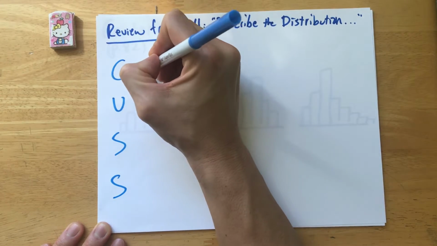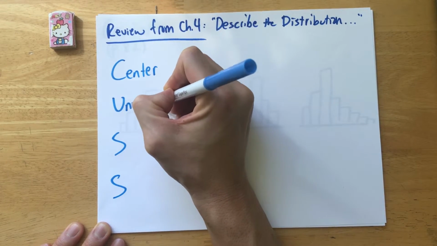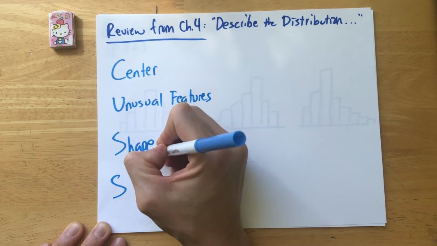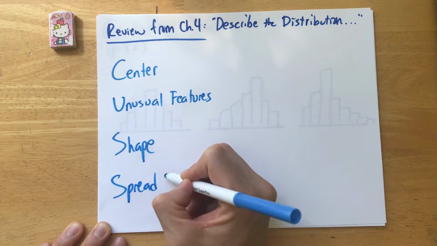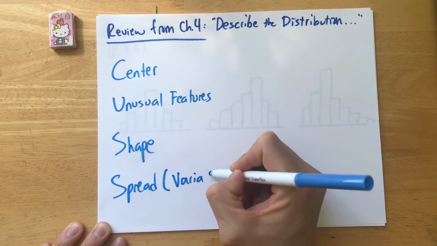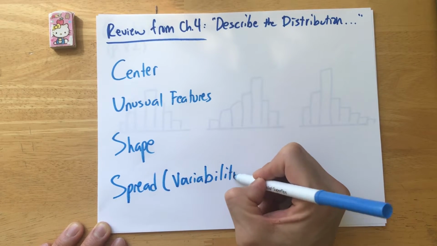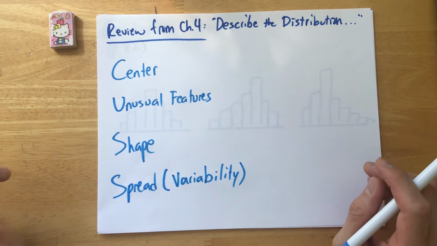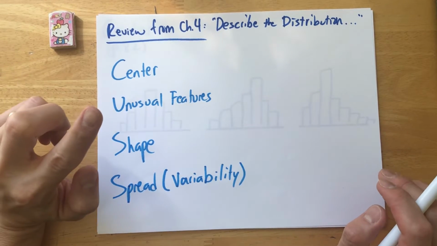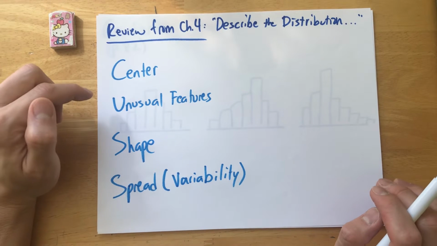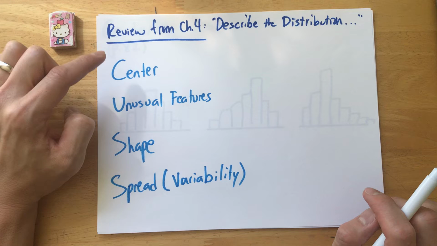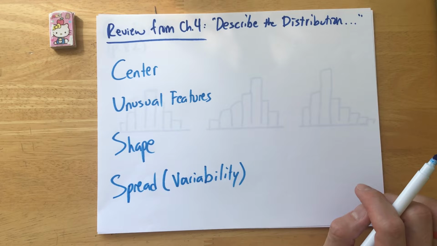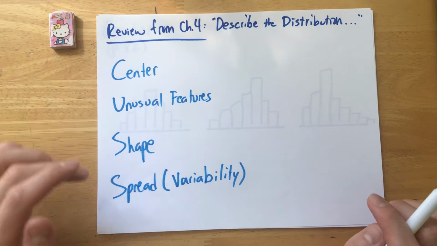You guys remember what this stands for? Center, unusual features, shape, and spread. When you talk about this on a test, you do not have to use these in this order. Okay, make sure you write out what C stands for, make sure you write out what U stands for. You can answer these in bullet points in context. Okay, that's very clear. Make sure you discuss them in context. But if you just write CUSS, people may not know what you're talking about. I will, but let's just practice like for the actual AP exam. Make sure you list out what those words mean.